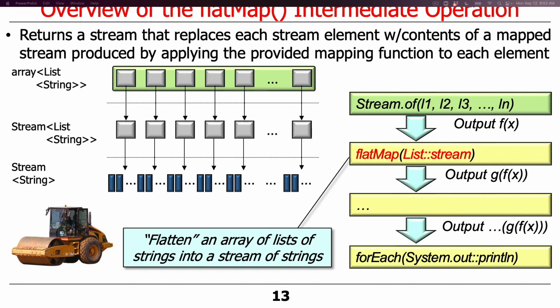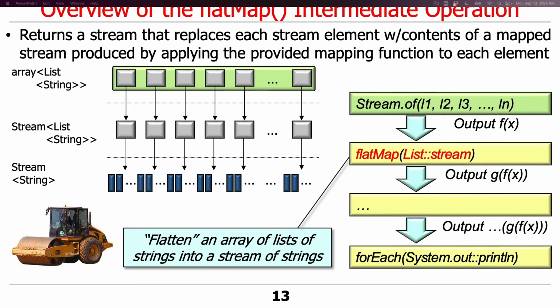But here's one example. Let's say that we had a stream of lists of strings. Let's say we have list 1, list 2, list 3, up to list n. So we've got n lists of strings, and we have an array of that. So that's what of is dealing with. You have an array of lists of strings. And after running the lists of strings through flatMap, we'll end up with a stream of strings.